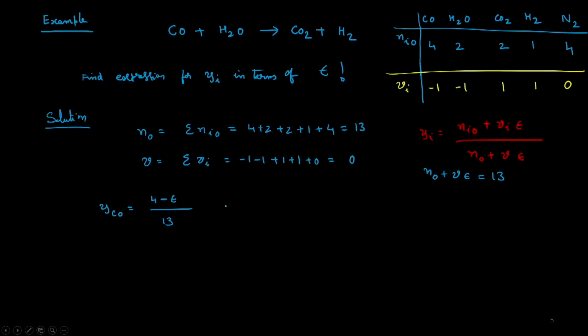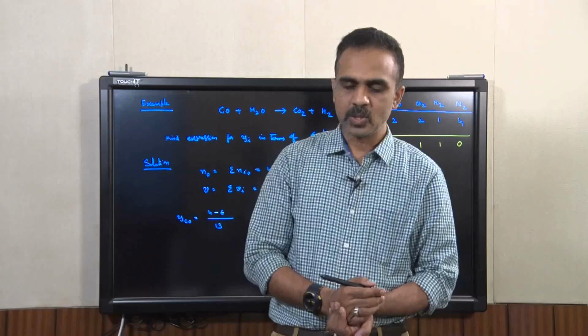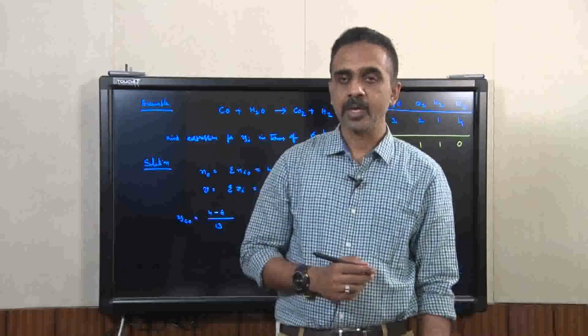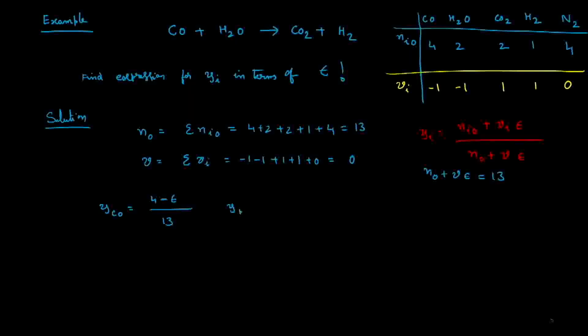So the mole fraction of CO is 4 minus epsilon over 13. So if I know epsilon, I can calculate the mole fraction for CO. Similarly, for water, it's going to be Ni naught for water is 2 minus nu I for water is -1 times epsilon over 13. So it's 2 minus epsilon over 13. Similarly, for CO2, Ni naught for CO2, as you can see from the table, is 2. Nu I for CO2 is 1, so it is 2 plus 1 times epsilon is 2 plus epsilon over 13.